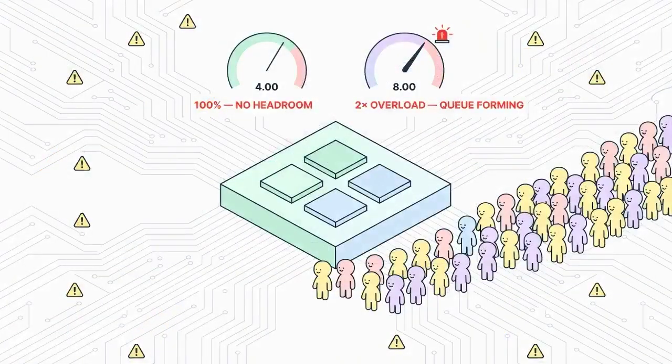Here is the golden rule. Load average only makes sense relative to your core count. On a 4-core box, a load of 4.00 means full utilization with zero headroom. A load of 8.00 means twice as much work as your machine can handle. Processes are queuing, response times are climbing, and your system is in trouble.